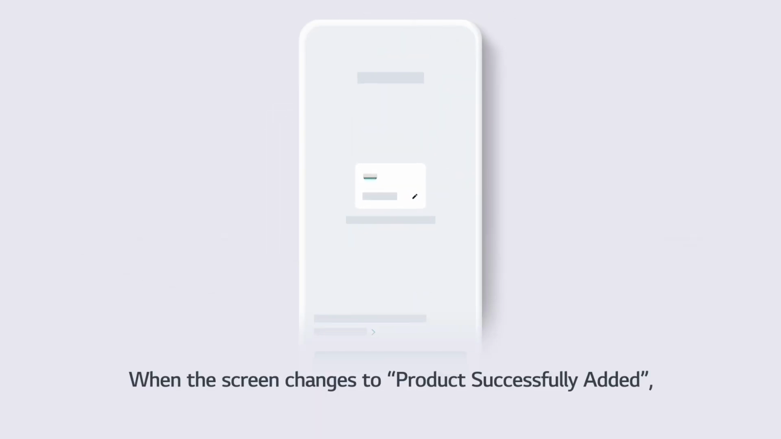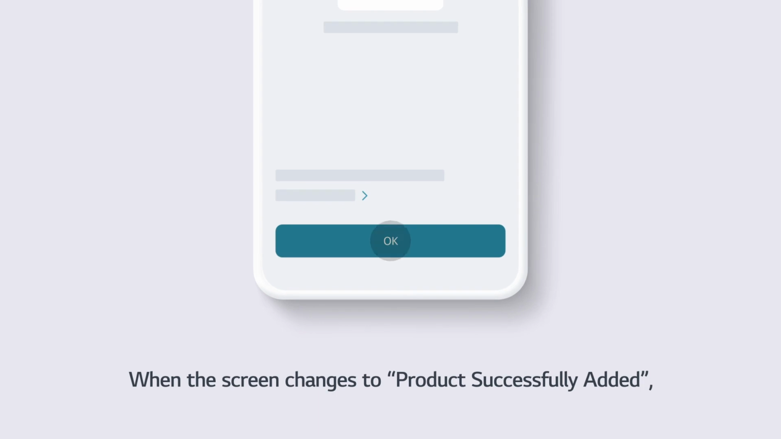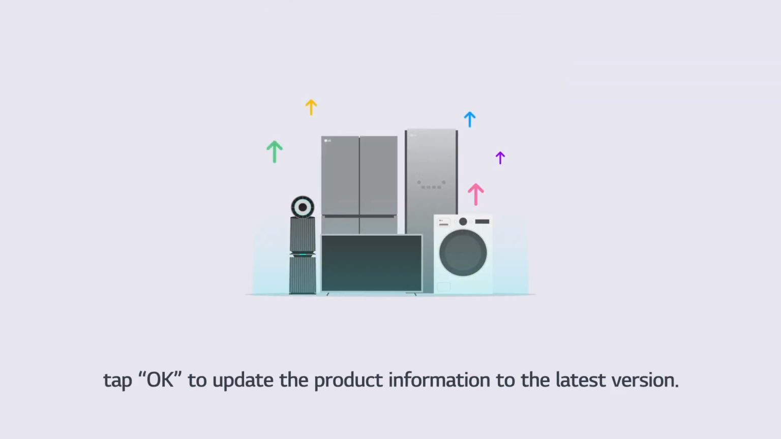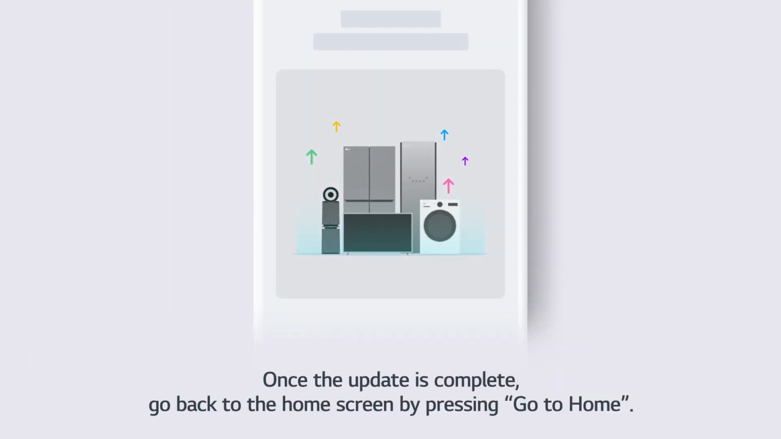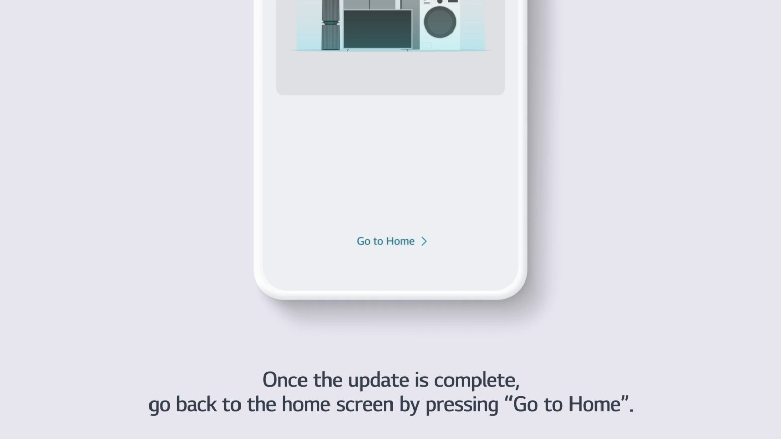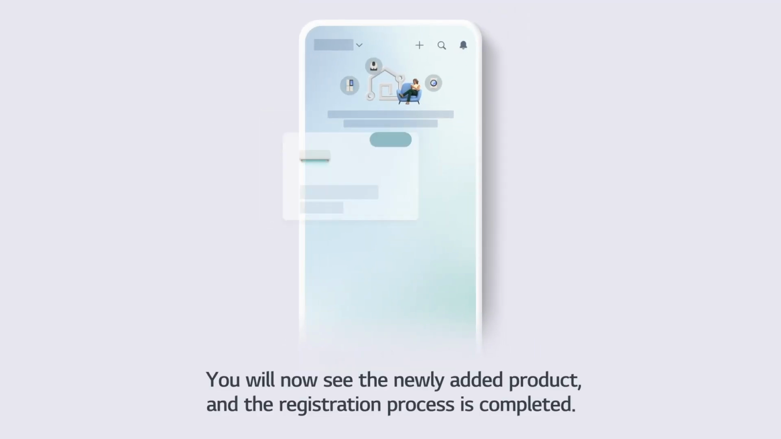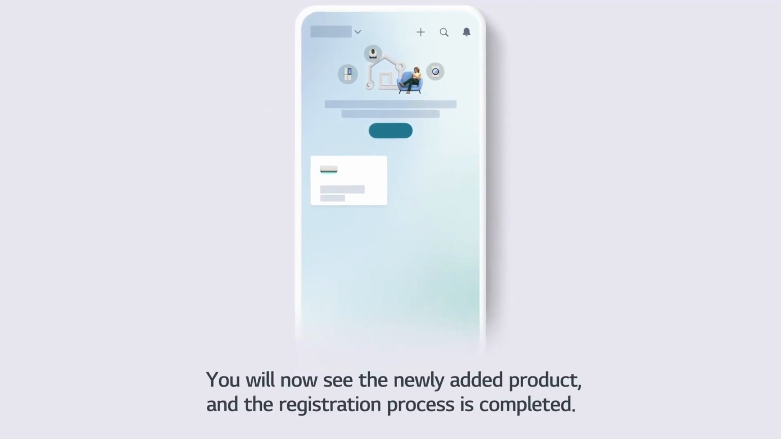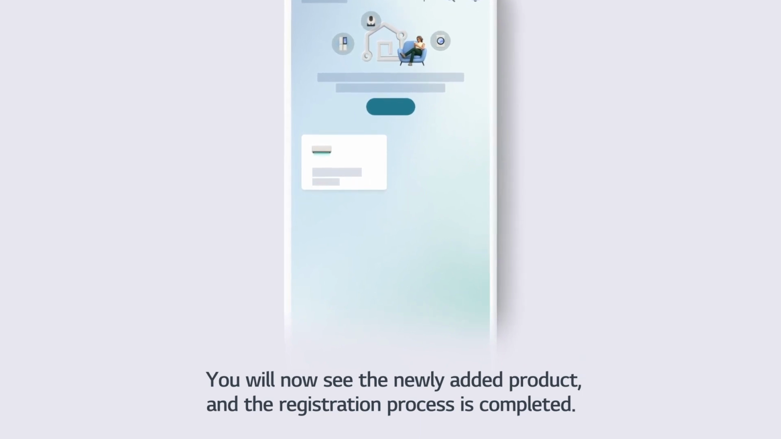When the screen changes to Product Successfully Added, tap OK to update the product information to the latest version. Once the update is complete, go back to the home screen by pressing Go to Home. You will now see the newly added product, and the registration process is completed.